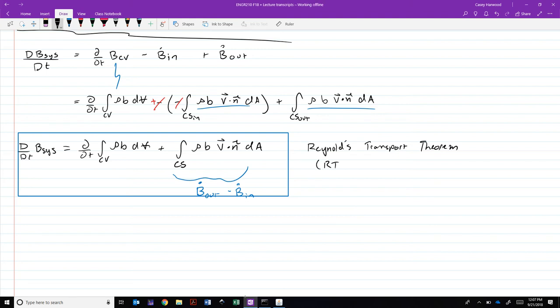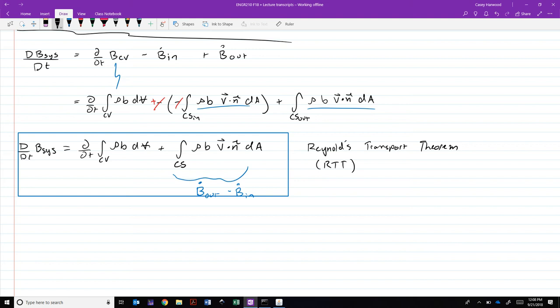Or as we'll call it in shorthand, the RTT for most of this class, and it's one of the most powerful tools that we're going to use. In fact, this pretty much dominates the entire next chapter, chapter 5, doing this stuff we call finite control volume analysis, and it allows us to do some really neat stuff. For example, things that we can do using this expression in control volume analysis.